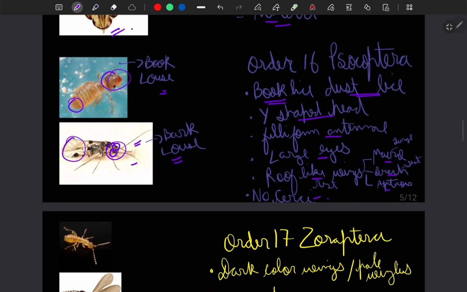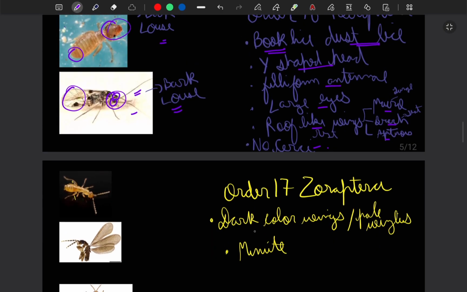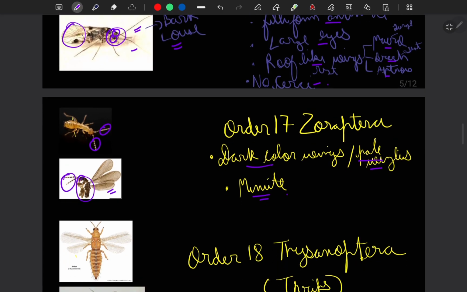The next order here is Zoraptera. The Zoraptera have dark colored wings or pale or are wingless, and they have minute structures. You can clearly identify them: moniliform antennae, dark colored wings, or maybe pale wings, and minute in structure.